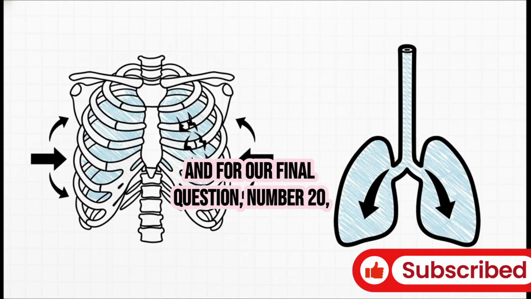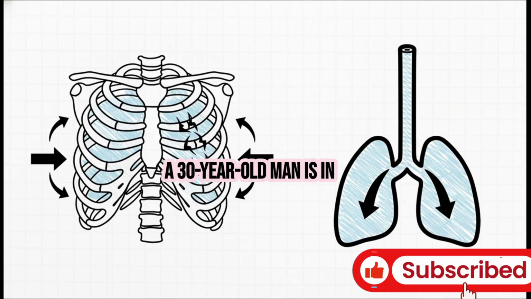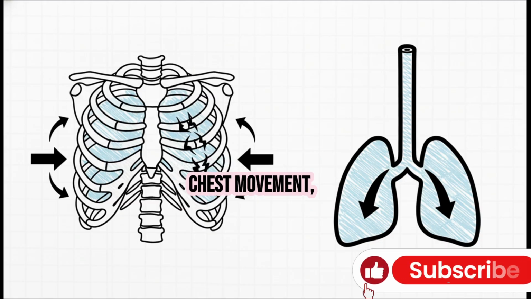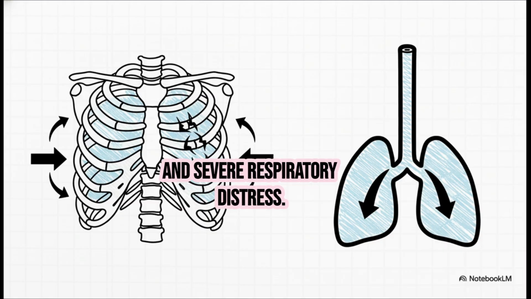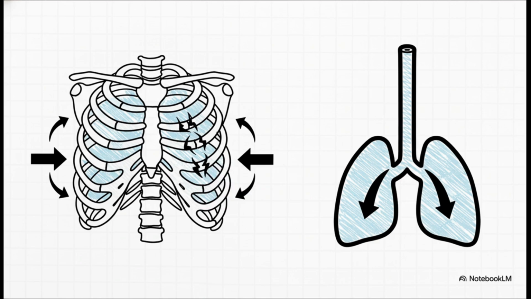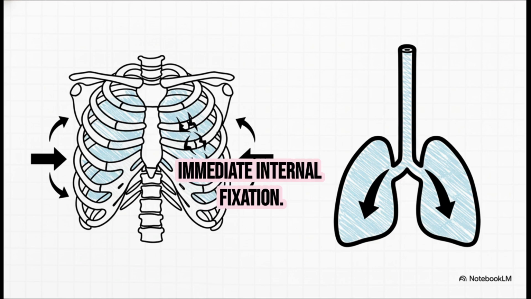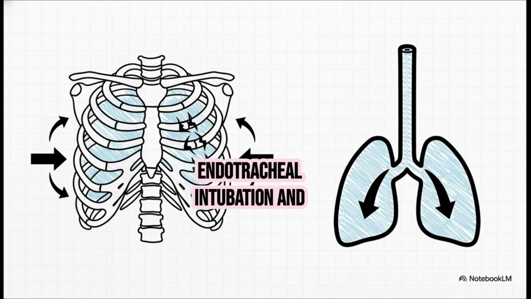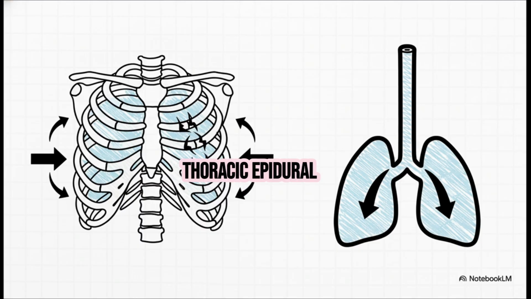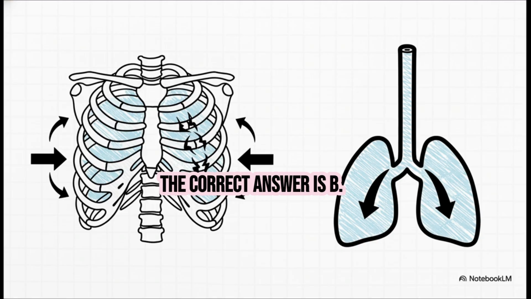And for our final question, number 20. A 30-year-old man is in an accident. He has multiple rib fractures, paradoxical chest movement, and severe respiratory distress. What is the initial choice of treatment? A. Immediate internal fixation. B. Endotracheal intubation and mechanical ventilation. C. Thoracic epidural analgesia and O2 therapy. Or D. Stabilization with towel clips. The correct answer is B.